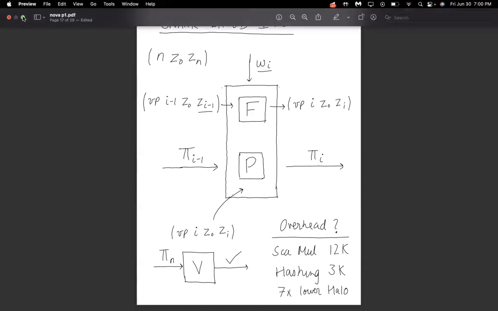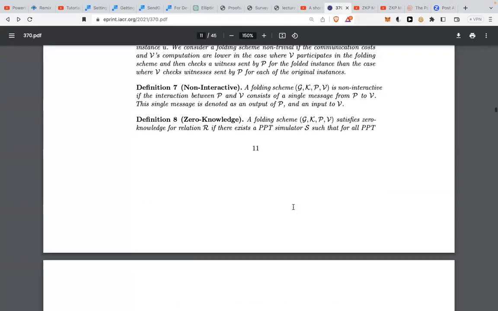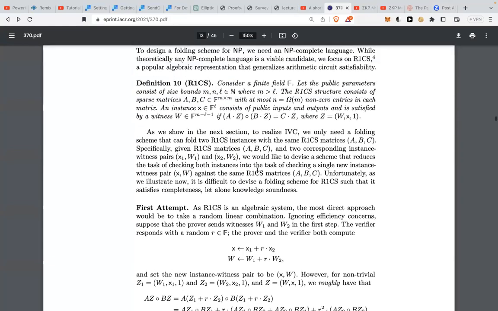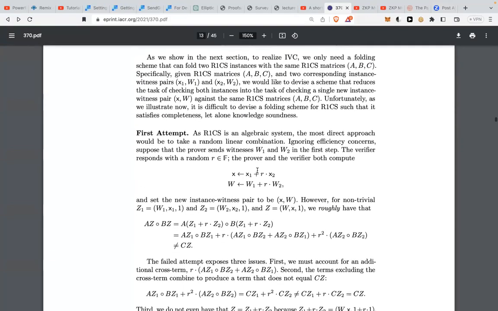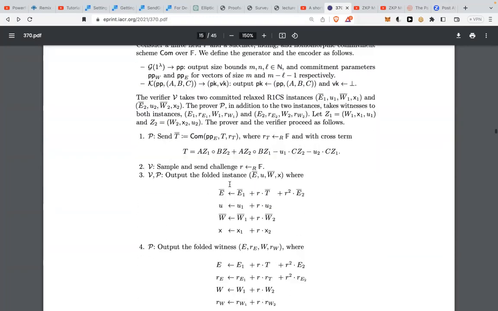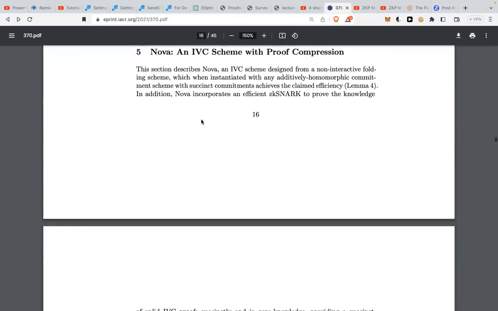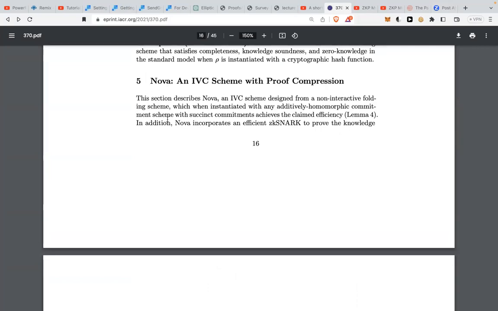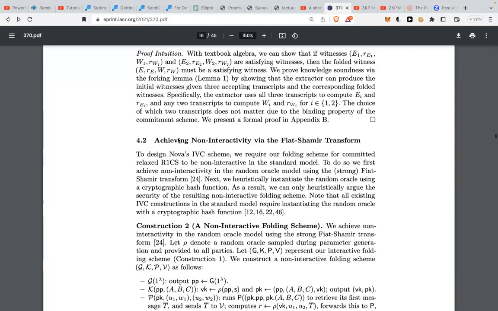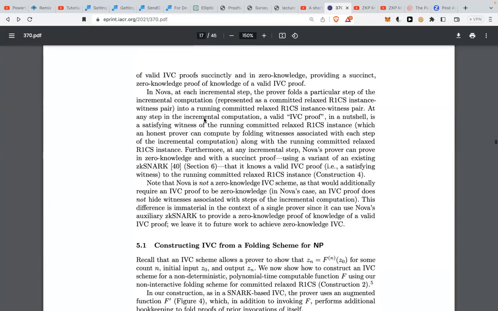Next presentation we can talk about folding schemes. We'll go through folding schemes, then folding schemes for NP, or how you construct a folding scheme in R1CS, and that will take one more lecture, I think. Then in the last presentation, we'll talk about how Nova actually uses these concepts of folding scheme and IVC to compress the proof.